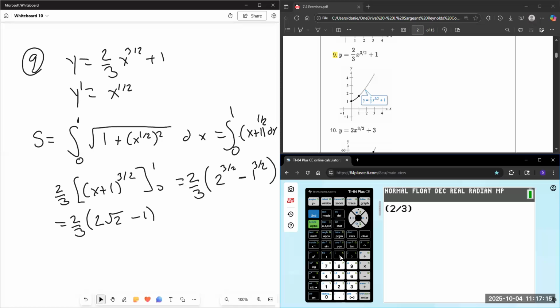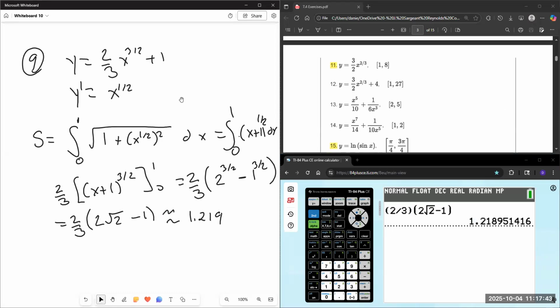2/3 of 2 root 2 minus 1. Just to get an approximation here, since we probably want an arc length that we can express to people, I'm going to 3 decimal places here. 1.219. That's my approximation. So now at number 11.